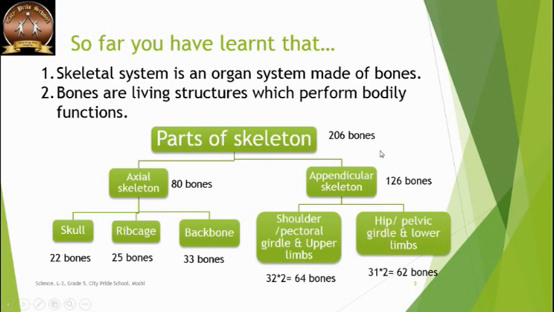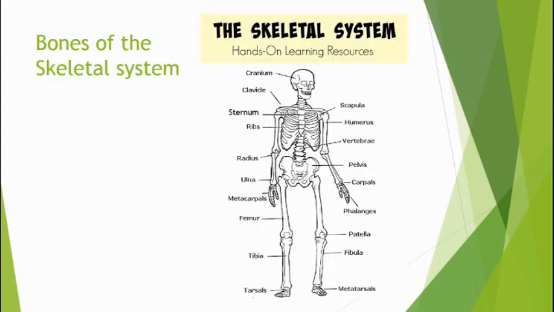You learned that the skeletal system may be divided into the axial skeleton and the appendicular skeleton. The axial skeleton is comprised of the skull, the rib cage, and the backbone, and the appendicular skeleton is comprised of the shoulder or pectoral girdle and upper limbs, and the hip or pelvic girdle and lower limbs. You've also learned the names of the bones in the skeletal system.